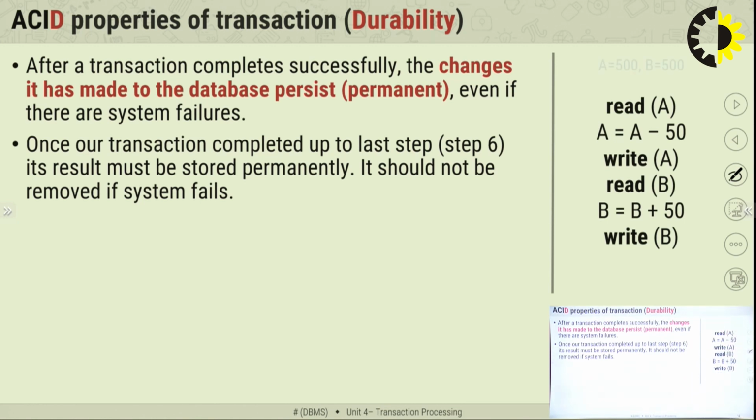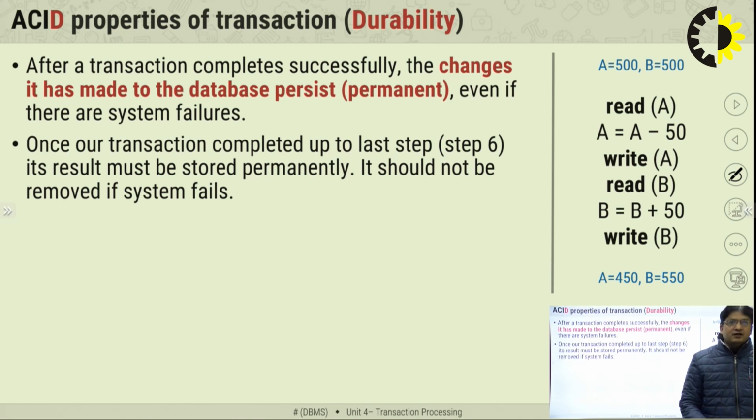That is, initial value, suppose A is 500 and B is also 500, then after the transition the value of A is 450 and B is 550. So these values must be reflected in the disk. Then we will be saying that the property of durability has been maintained. Durability, actually the word itself means long lasting. So the changes which are made in the disk must be long lasting, that is, it must be permanent in nature.